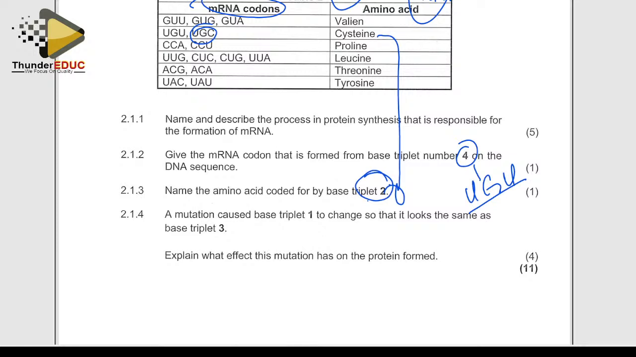When I was explaining mutation, I called it a devil, because many students don't understand it.